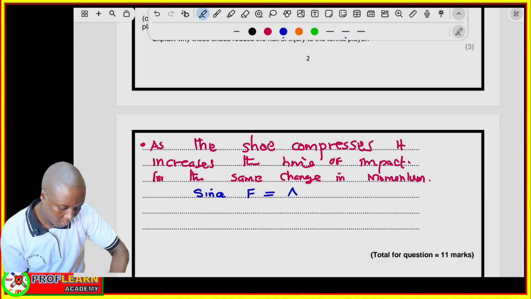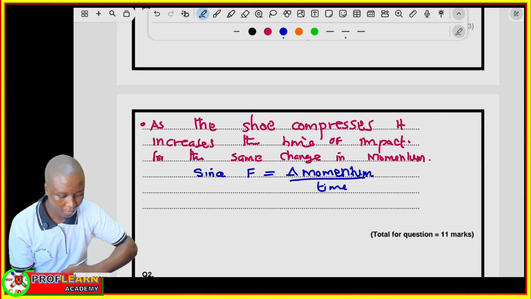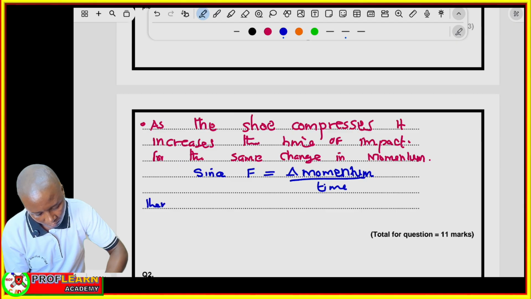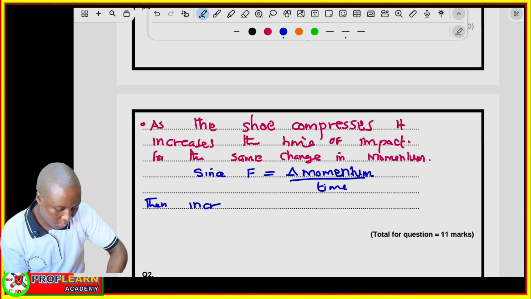State Newton's third law of motion. It states that for every action force, there is an equal and opposite reaction force. So for every action force, there's an equal and opposite reaction force.